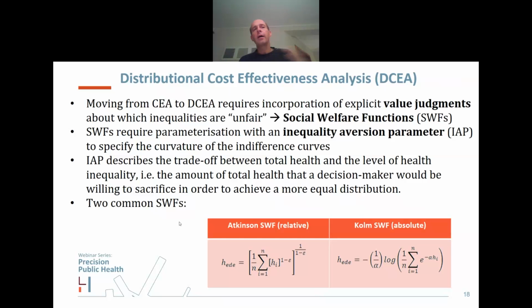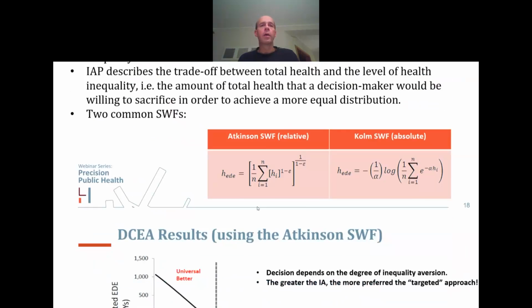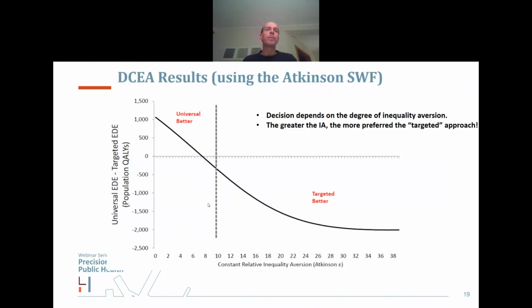And there are several potential functions. The study that I'm presenting here uses two. No need to go into the details there. The Atkinson social welfare function is a very popular one. If we do that explicitly, then the outcome depends on the size of the inequality aversion.